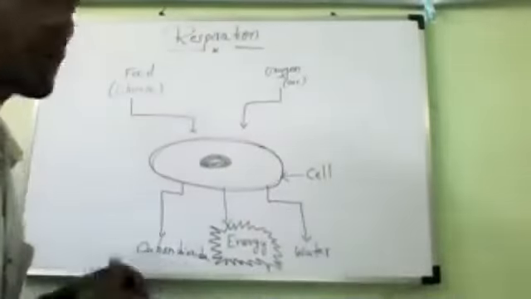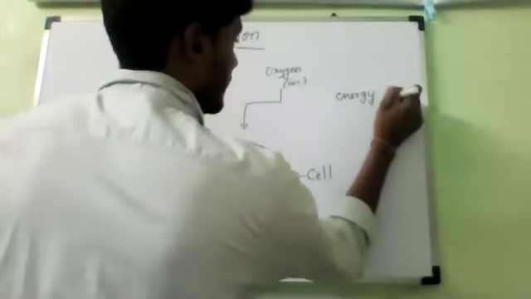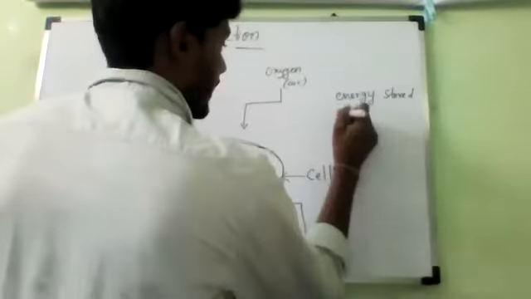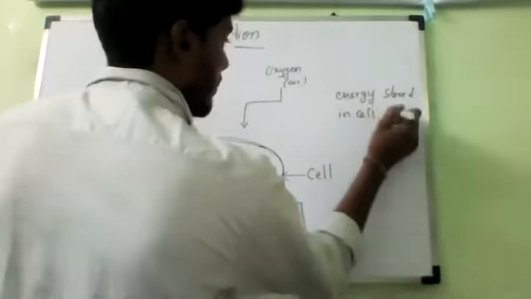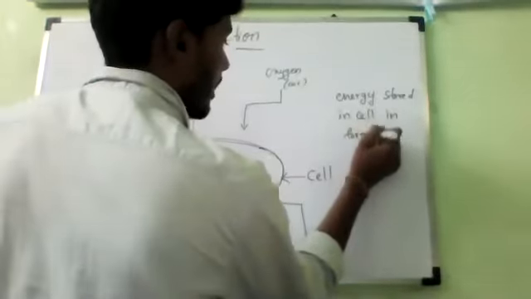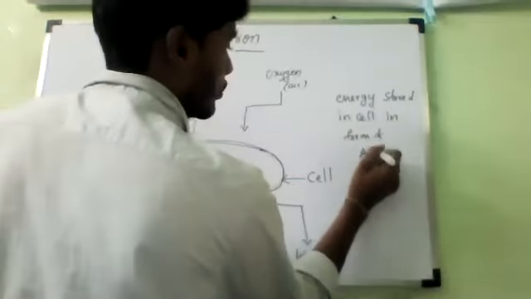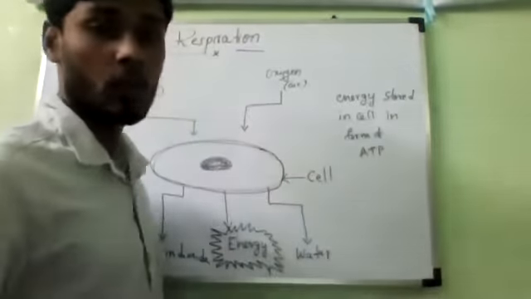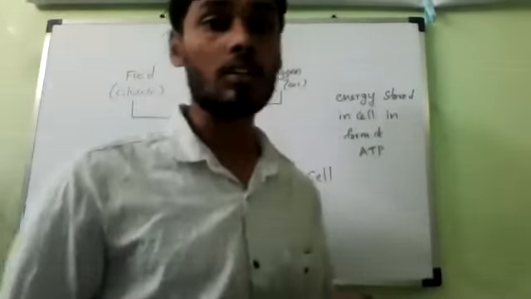So this energy is stored in the cells in the form of what? ATP molecules. Energy is stored in the cells in the form of ATP, and it is used by the body whenever it is required to do some activity, whenever it wants to do something.